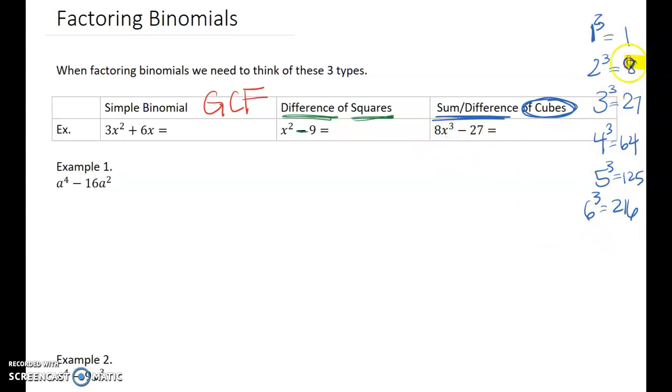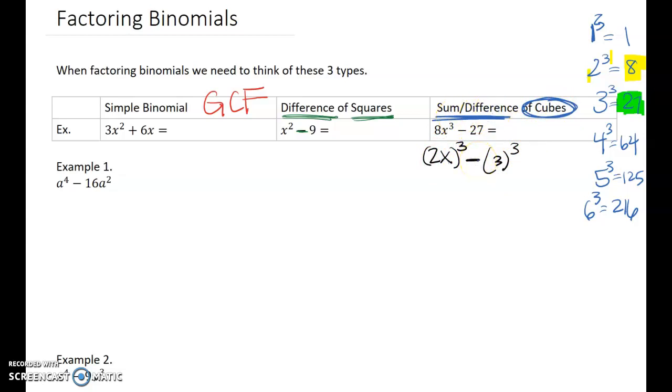Let me highlight it for us. 8 is a perfect cube because that would be 2 cubed. So this would be 2x all cubed, minus, and is 27 a perfect cube? Yes, 27 is actually 3 cubed. So I could write this as 3 cubed. So if I look at this, I have 2 cubes, right? This is 2x cubed, and this is 3 cubed, and this is the sum or difference of it.